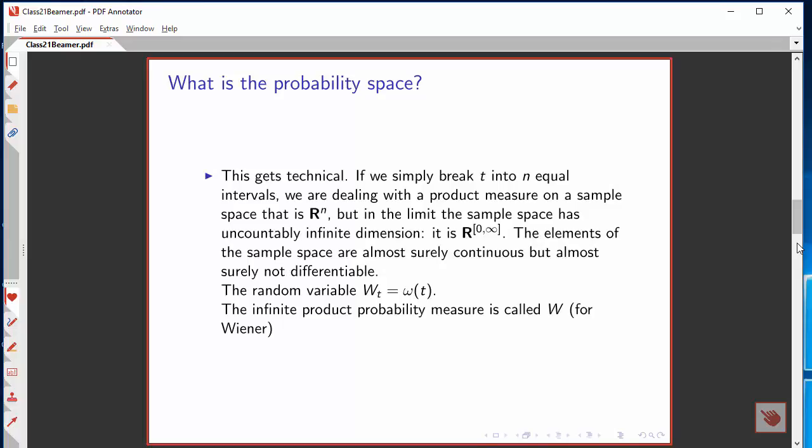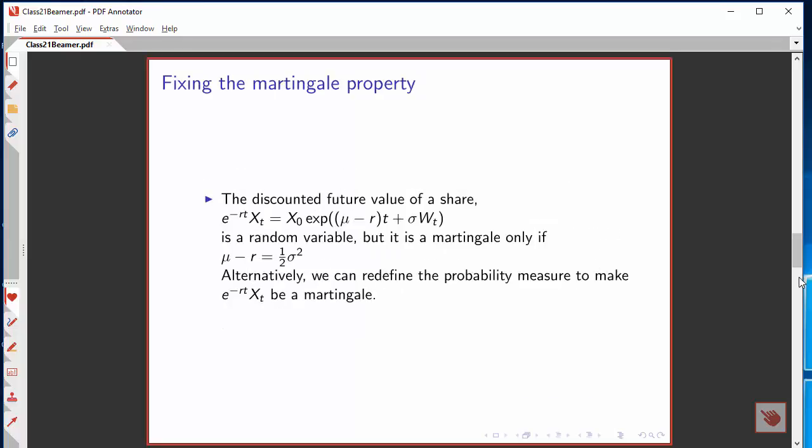The probability measure on this space has to be an infinite product, and it is called capital W, W from Wiener, and we are not going to fuss about the mathematical technicalities of this product probability measure.